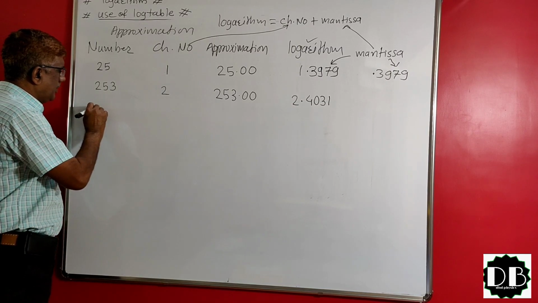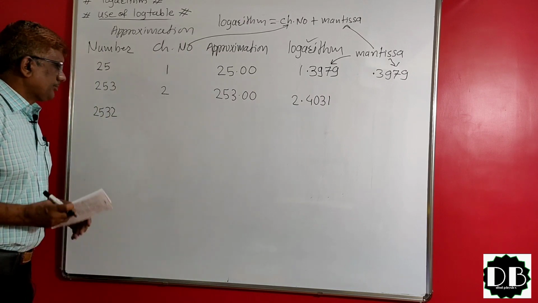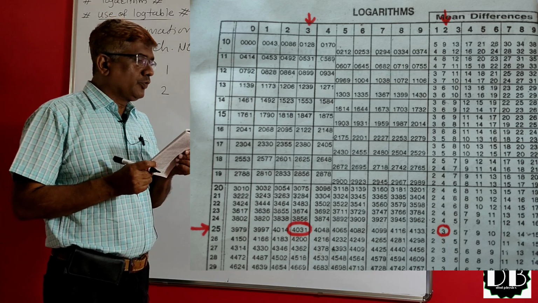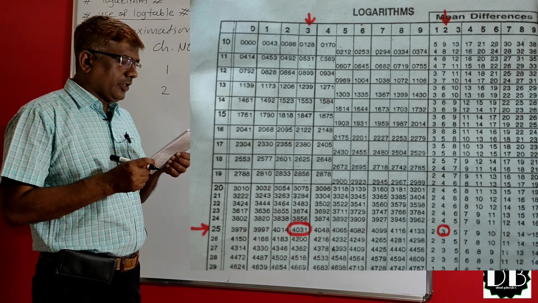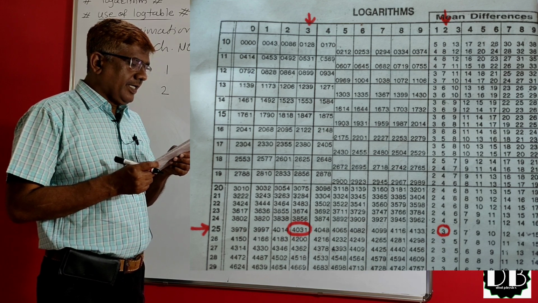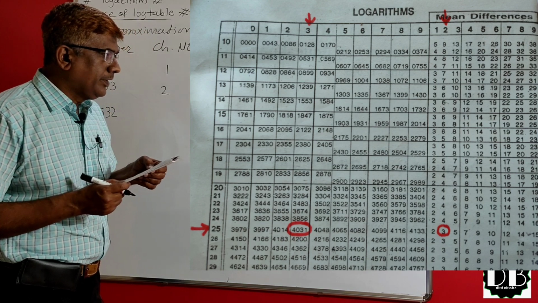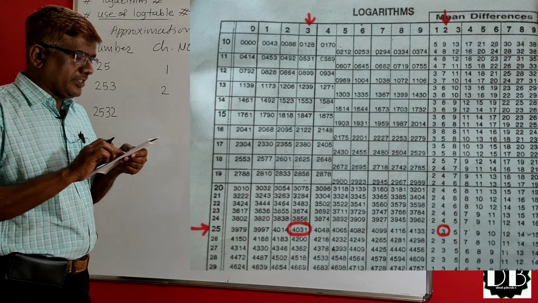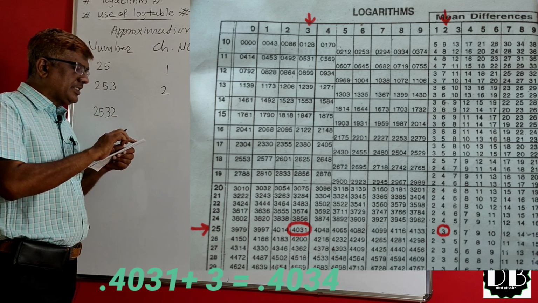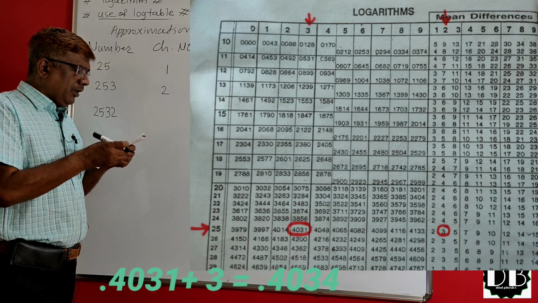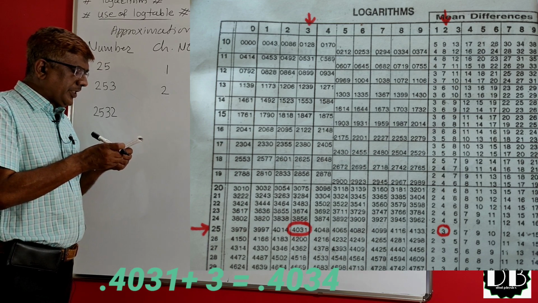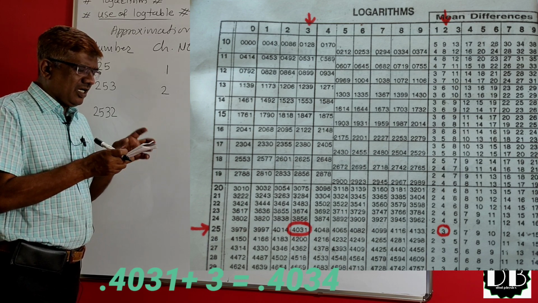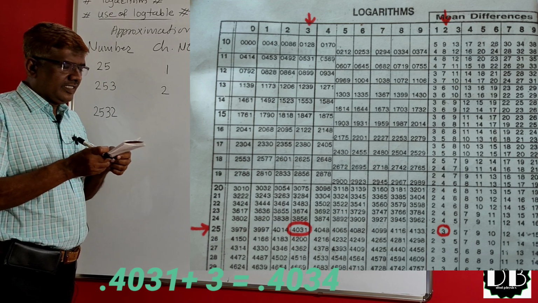Suppose that we have the number 25. This is the number 25. We must see the first column, 25. After that, the next column, that is the column of 3, gives 4031. And the mean difference column: the fourth digit 2 is in mean difference column 2. Add both. 4031 plus 3 is 4034. You can see the log table in a corner. You can understand it better.